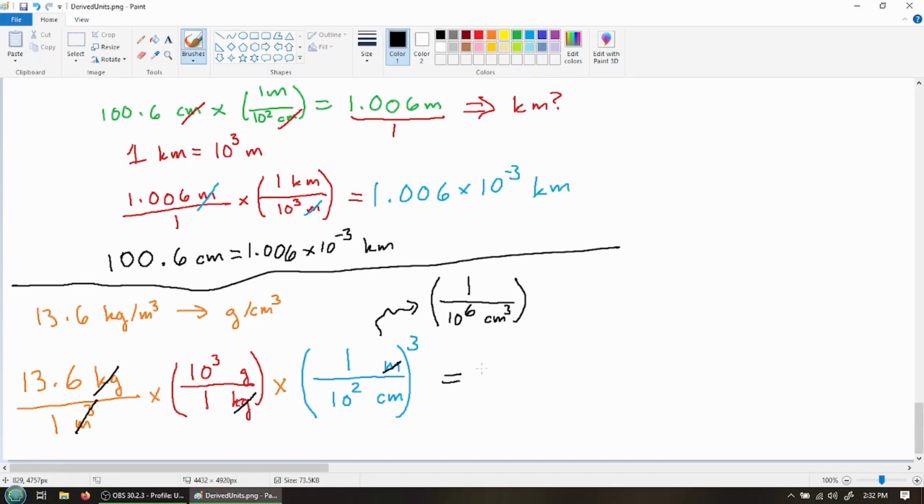So what we get is, I'm going to write it this way first, 13.6 grams divided by 10 to the 3rd centimeters cubed. But the way that we're going to finish writing this is, let's not worry about adjusting the scientific notation: 13.6 times 10 to the minus 3 grams per centimeter cubed. Okay?